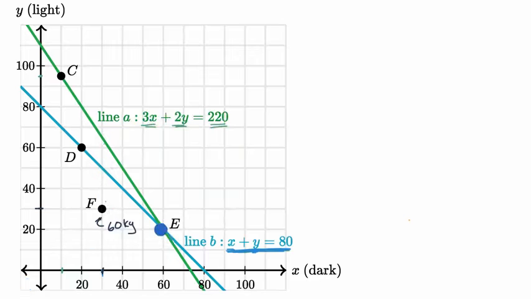And then last but not least, what does point E represent? Well, point E sits on both of these lines. So that means that it meets both of these constraints. This is a situation where she is spending exactly $220 and the total number of kilograms she's using of dark and light is exactly 80. And so if we wanted to say, hey, what combination of dark and light would she need in order to meet both constraints, E represents that, the intersection of these two lines.